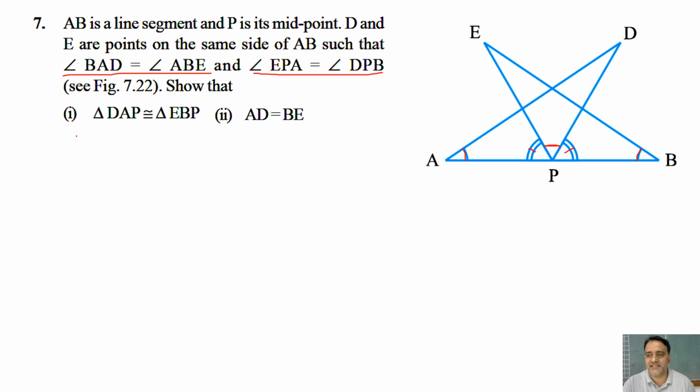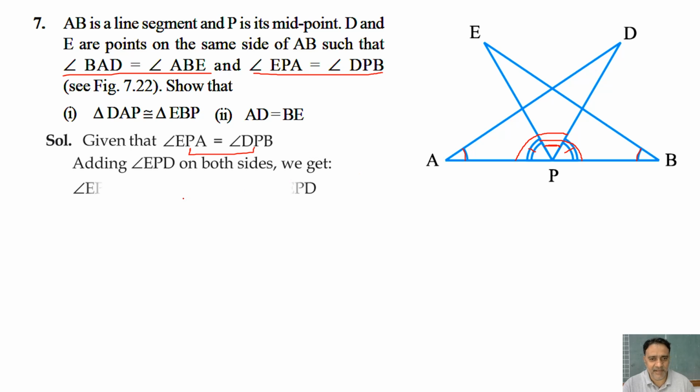So we'll take first this one, and we will add this angle. So if we add, we will get this complete angle and this complete angle. So the sum of these two angles is this one and the sum of these two angles is this one. So any doubt up to here?